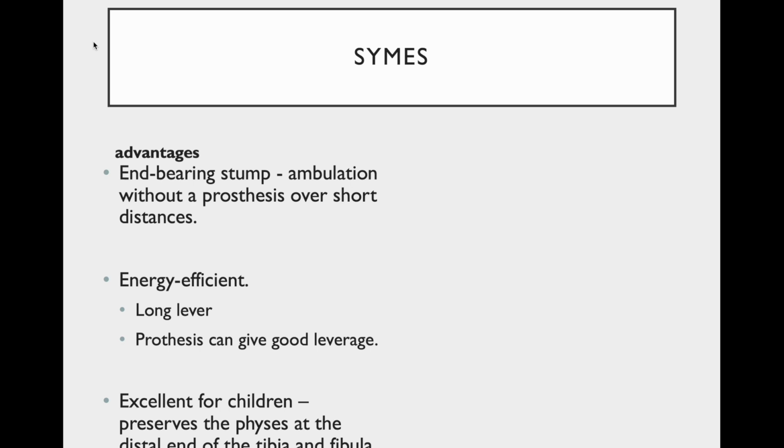It's also excellent for children as it preserves the growth plates at the distal end of the tibia and the fibula, which means that you end up with equal limb lengths. There are disadvantages, however. The amputation or the prosthesis is not particularly cosmetic.